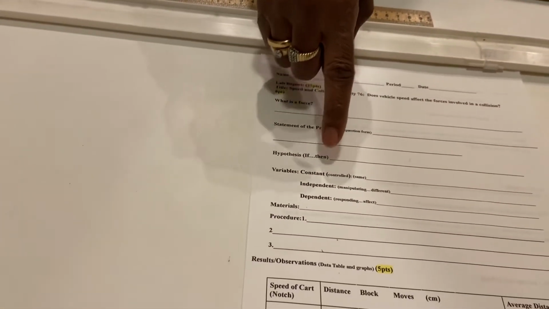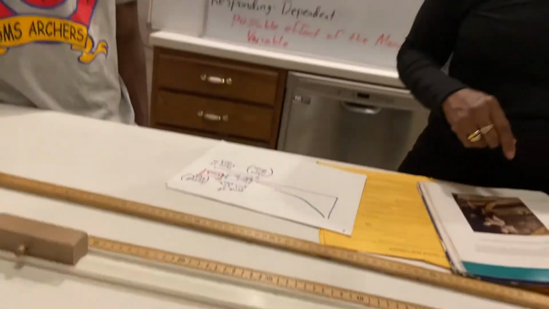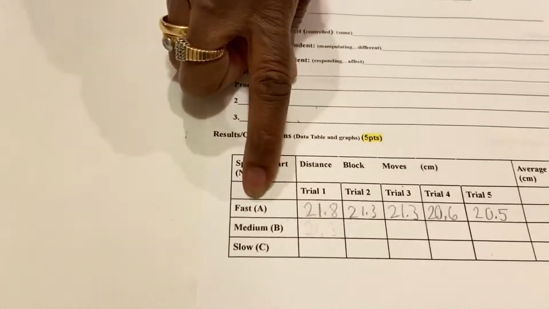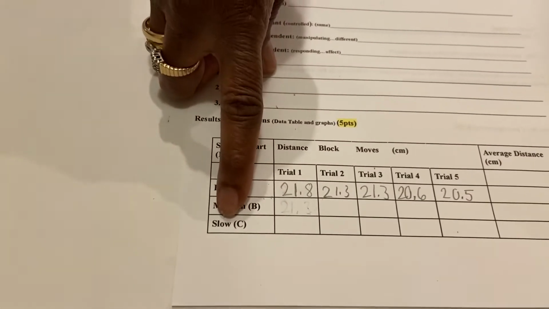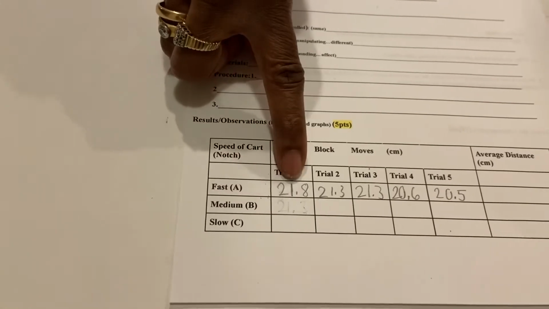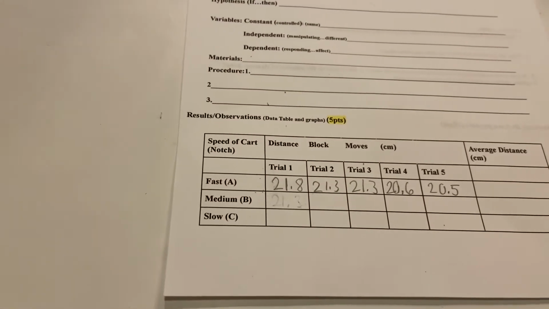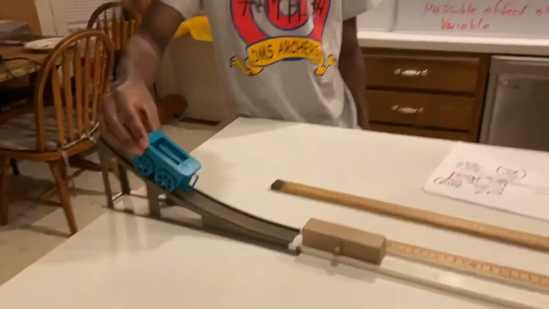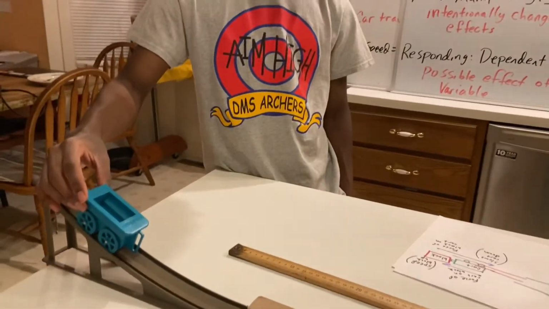So you need to do your hypothesis. I'll give you a second to do that because we didn't do a hypothesis yet. Is it going to be notch A, notch B, or notch C? Which notch is going to make the block move furthest? All right, hopefully you did that already. Now let's go to the next one. We're going to do the exact same thing, class. This time we're going to release it from B.